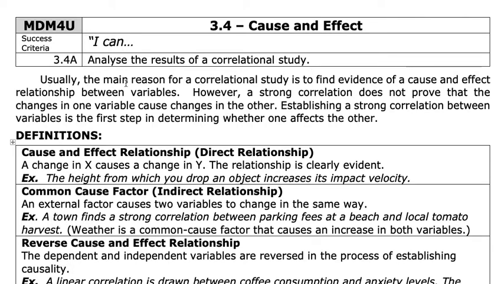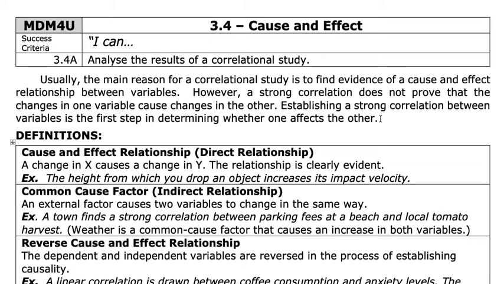So usually the main reason for a correlational study is to find evidence of a cause and effect relationship between variables. However, a strong correlation does not prove that the changes in one variable cause changes in the other. Establishing a strong correlation between variables is the first step in determining whether one affects the other.